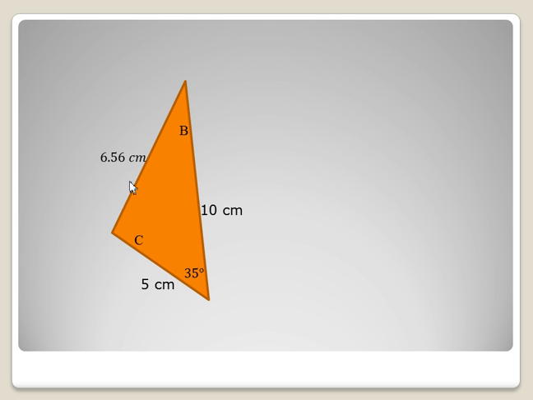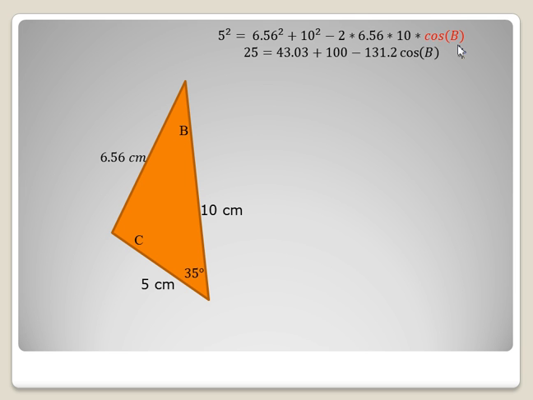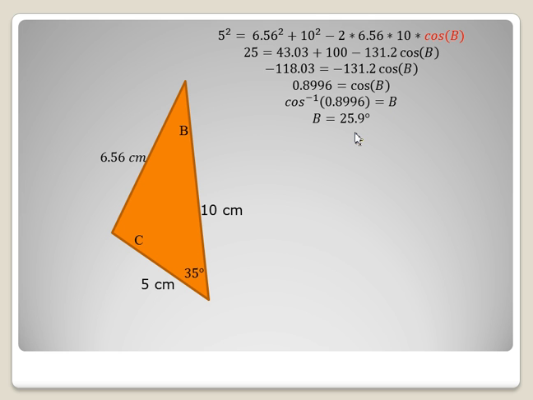Let's write that information in. Now let's go ahead and solve for C, or let's try B. We fill in the information: opposite of B squared, so that's 5 squared, equals 6.56 squared plus 10 squared, minus 2 times 6.56 times 10 times the cosine of B. We don't know the cosine of B, so let's simplify this equation and take the inverse to solve for B. That gives us B is 25.9 degrees.